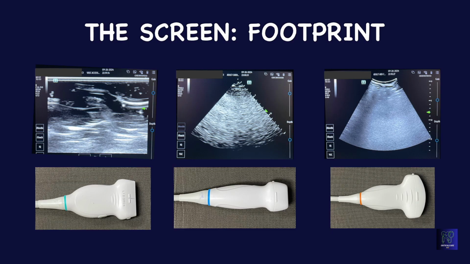The shape of the screen or the image footprint changes depending on the probe selected. For a linear probe, the screen is going to be rectangular. For a phased array probe, it is going to look like a pie. For a curvilinear probe, it is going to look similar to a phased array probe, except that the top part will be curved instead of a pointed tip.